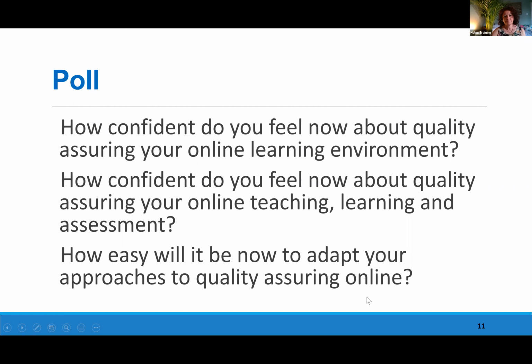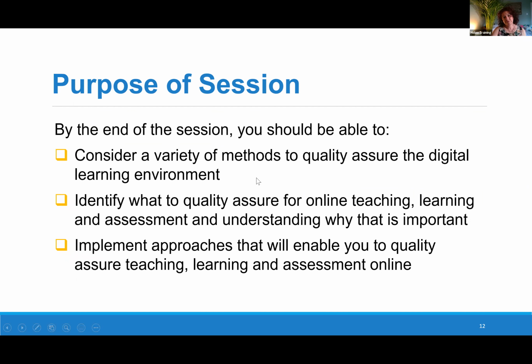So hopefully by the end of this session, you will be able to, and have we achieved that in this short amount of time together, consider a variety of methods to quality assure the digital environment, the digital learning environment you've created. Have we managed to secure some of those quality assurance methods that would enable you to demonstrate that? Have we managed to identify what to quality assure when you're looking at your online teaching, learning and assessment? Do we understand now why that's important? The learner journey, the progress, the health and well-being of learners.